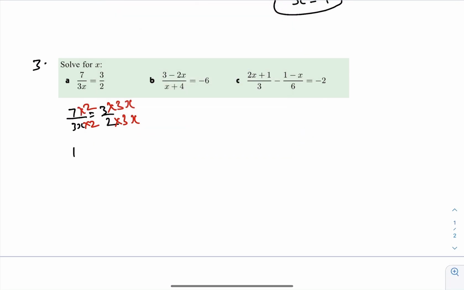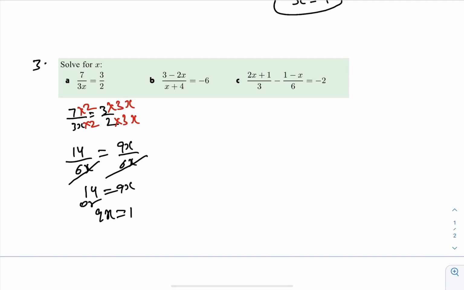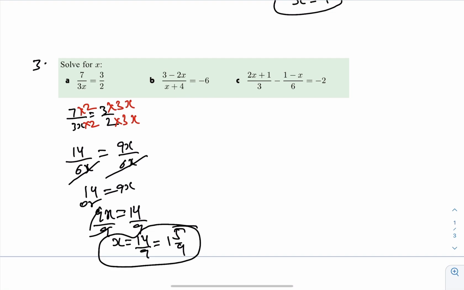So we'll get here 14 over 6x is equal to 9x over 6x. Cancel out. 14 is 9x, or 9x is equal to 14, divided by 9. And then x is equal to 14 divided by 9. And you can write this as 1 5 by 9. So that's your final answer.